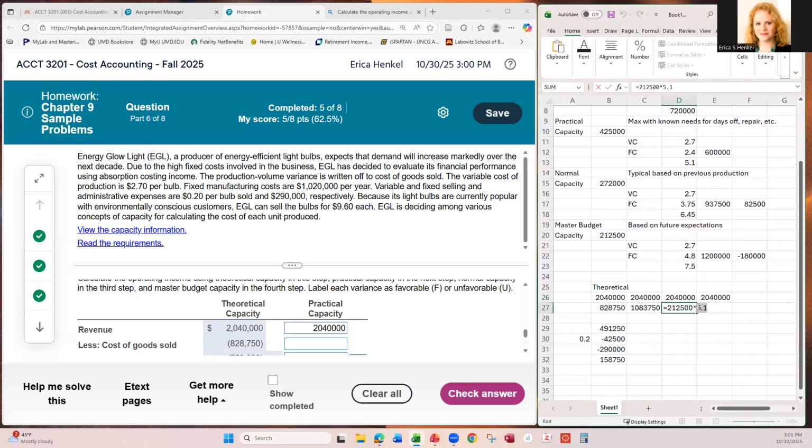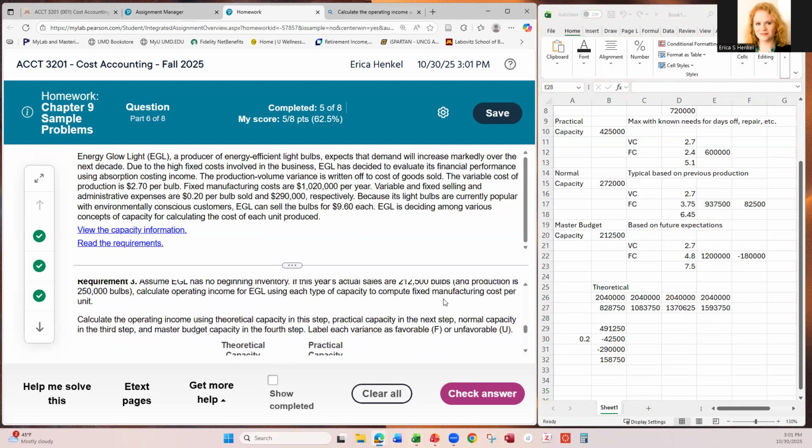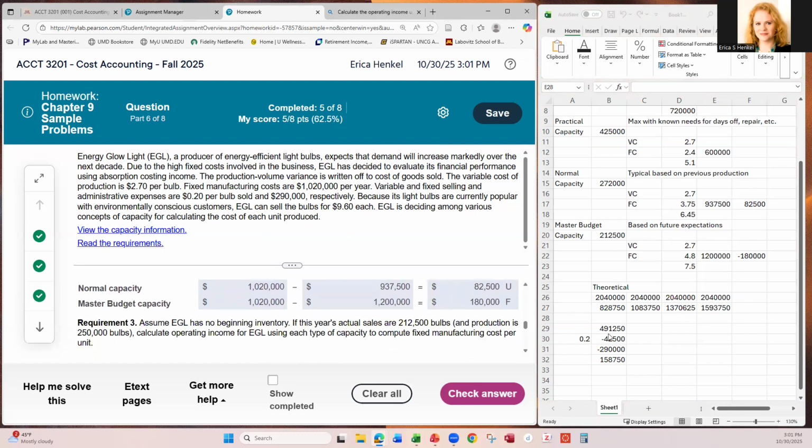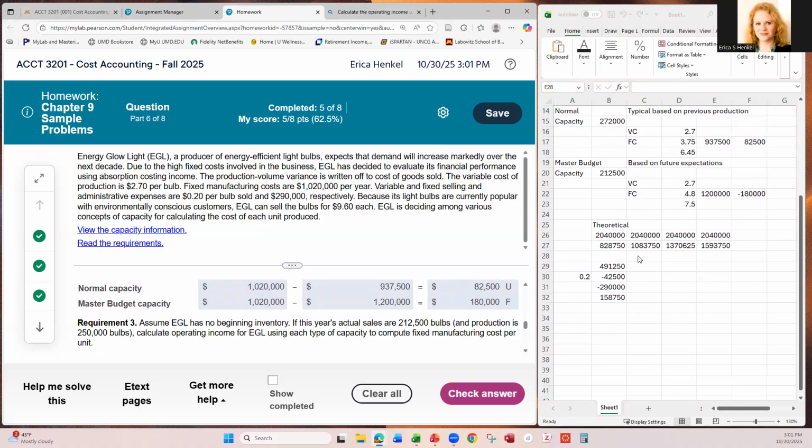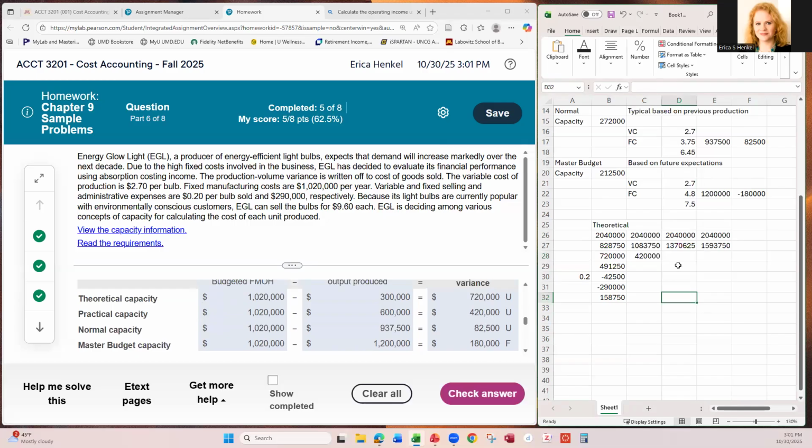So 645 and 750. So I'm changing the costs so that it's calculating those correctly for each of those. Okay, so then production volume variance is 420,000. Here was 720,000. So let me just copy those other ones over here too.